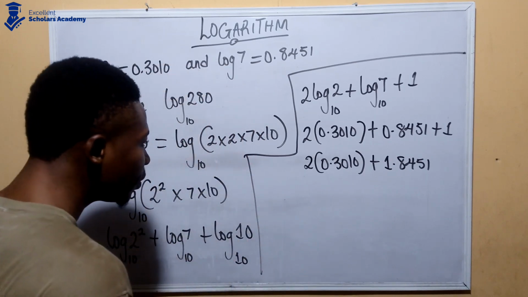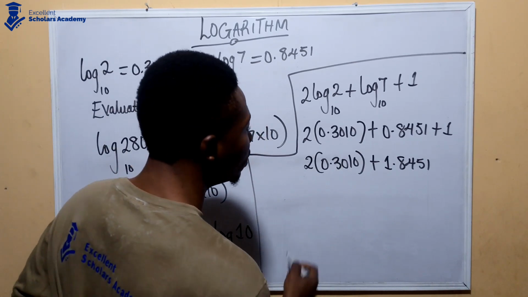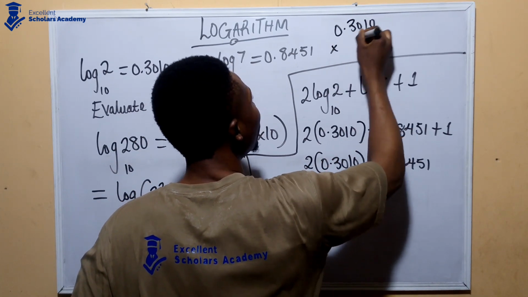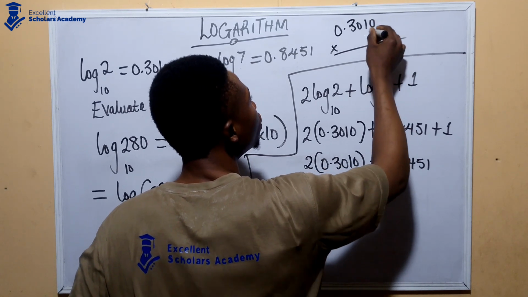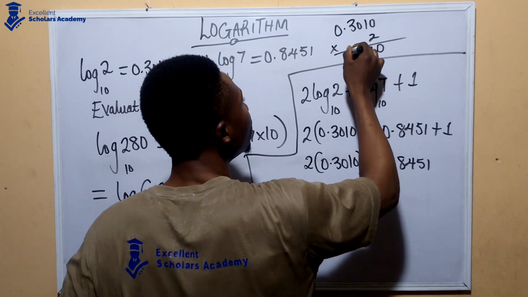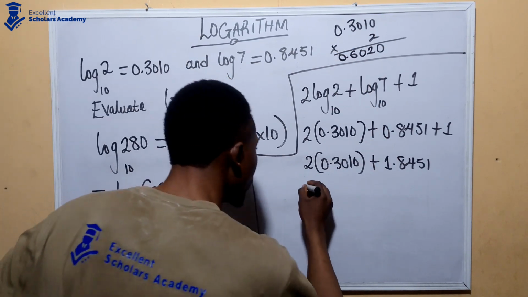Alright, now we're going to multiply 2 with this. If we multiply 2 times 0.3010, what is it going to give us? 2 times 0, 0, 2 times 1, 2, 2 times 0, 0, 2 times 3, 6, 2 times 0, 0. So that's going to be 0.6020.